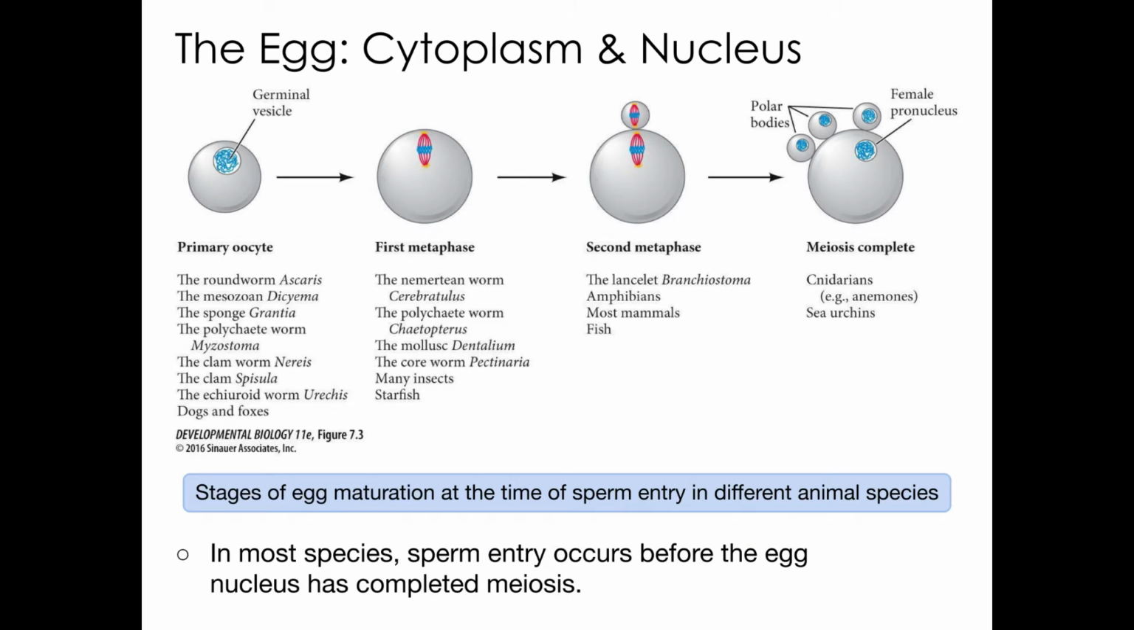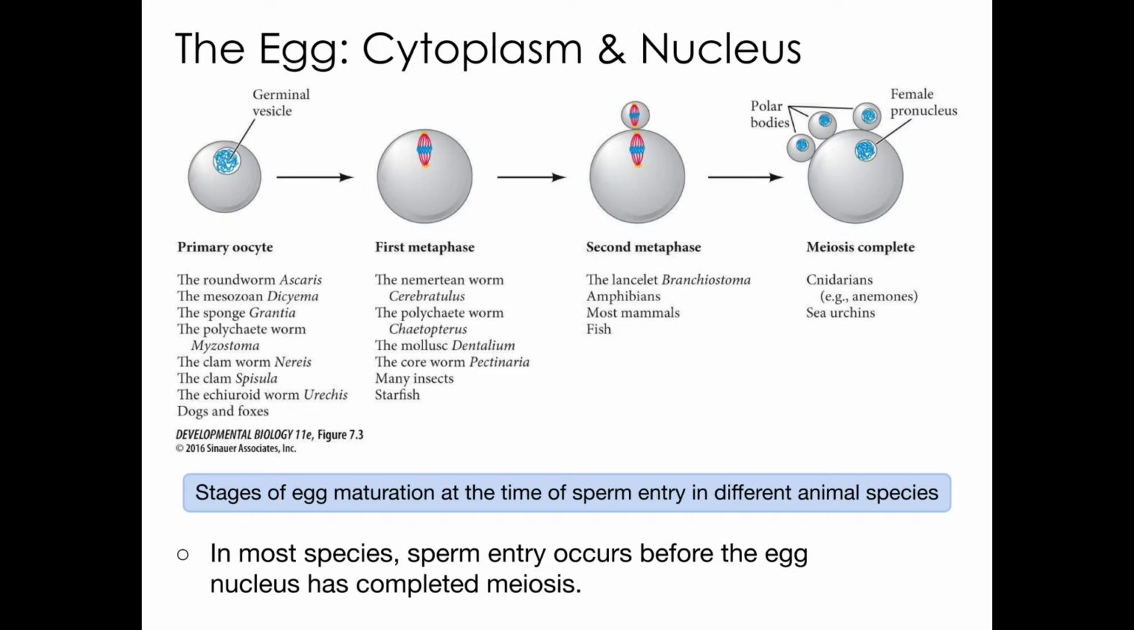In most species, the sperm enters the egg before meiosis is completed. As you may be aware from prior courses, in most, but not in all mammalian species, the oocyte is in the second stage of metaphase at the time of fertilization. And once fertilization happens, it needs to complete this meiotic division before the nucleus can fuse with the sperm nucleus. However, this is not the same for all organisms.